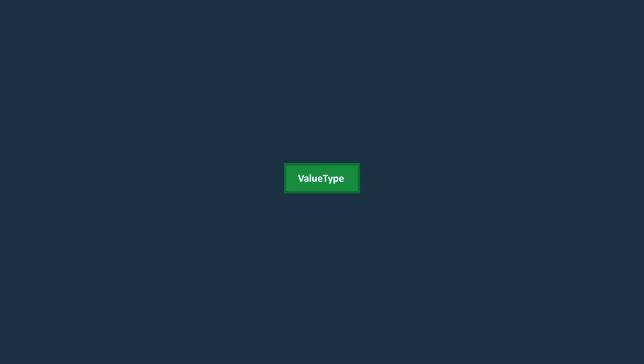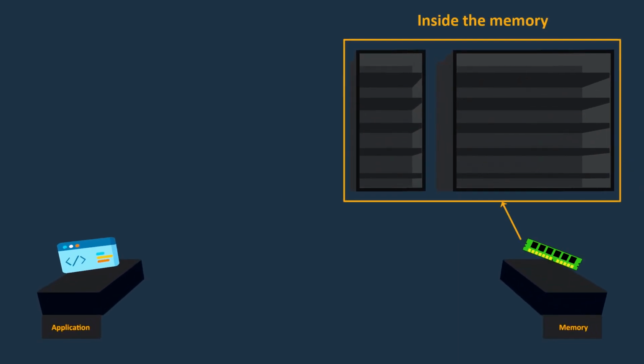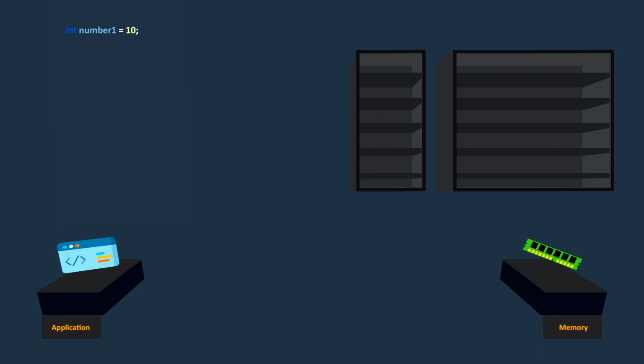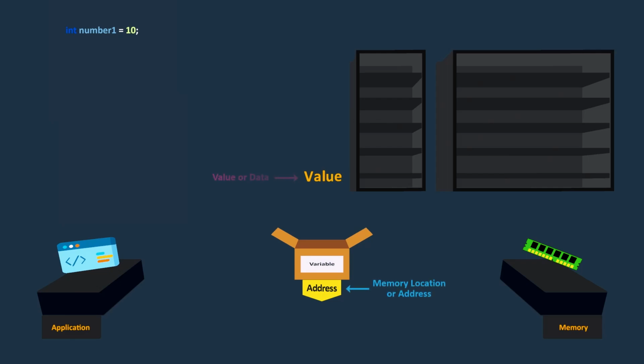A data type is considered a value type when it holds the value of the variable directly in its own memory space. To understand this concept better, let's explore an example. Suppose we have a variable named number1 with a value of 10. How does this variable store in memory? When we create a value type variable like the number1 variable, a single space in memory with a specific location is allocated to store the actual value of the variable.